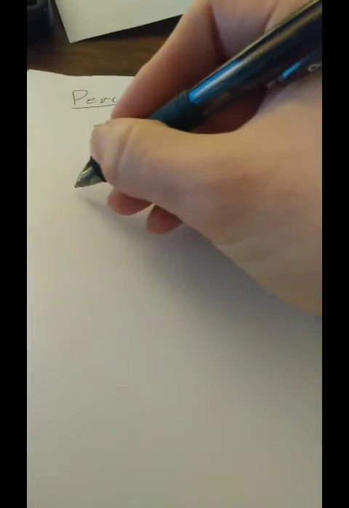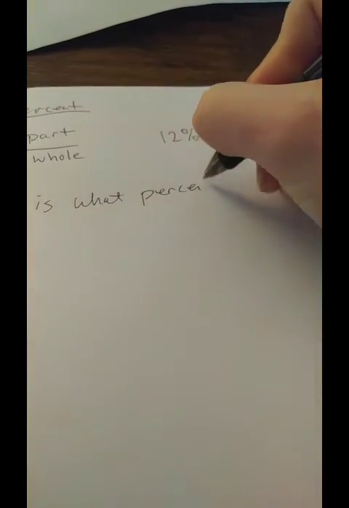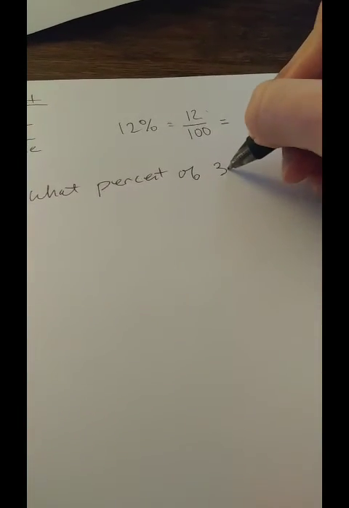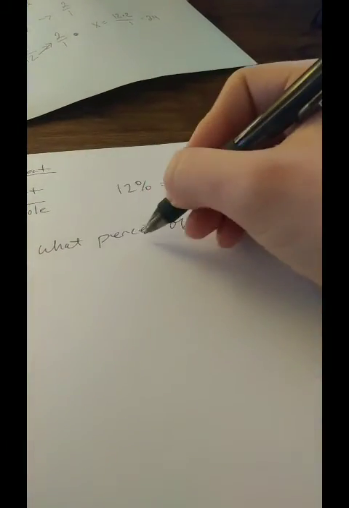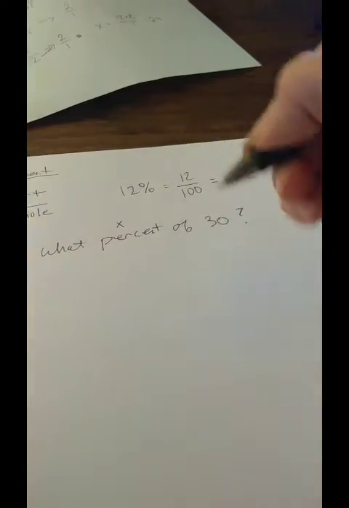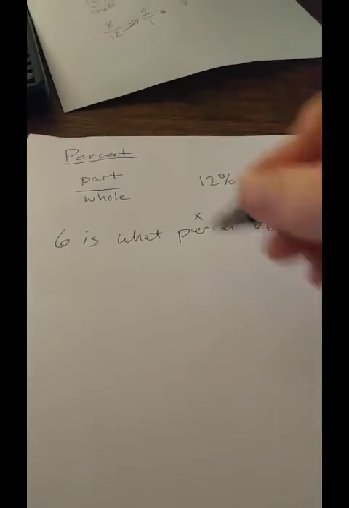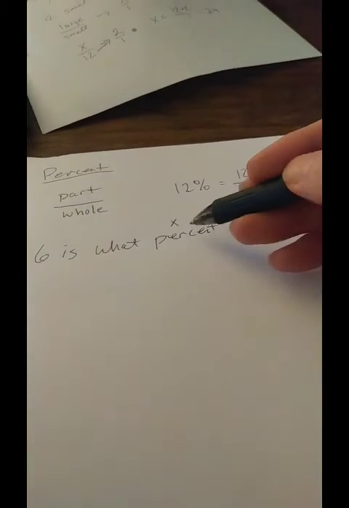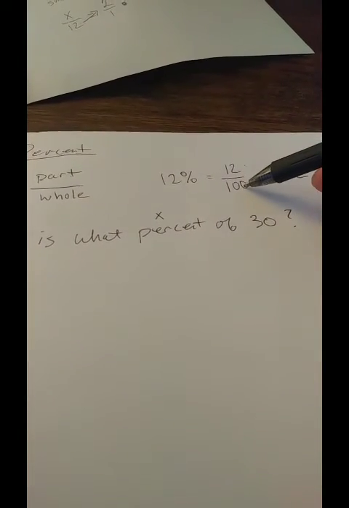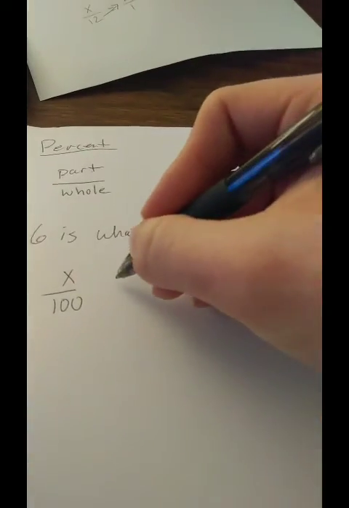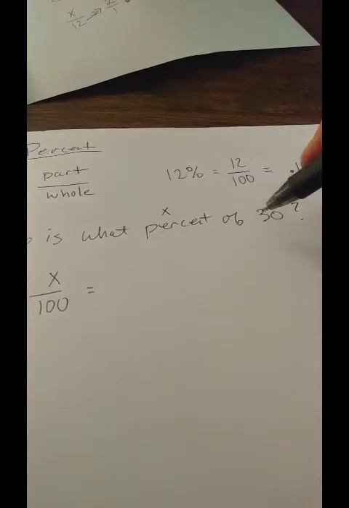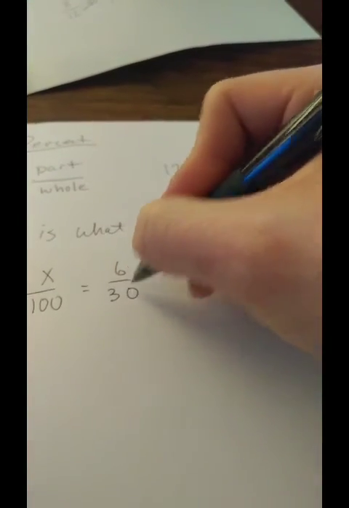So let's say a problem could be written out: 6 is what percent of 30? Okay. 6 is what percent? Now in this case it's the percent that's the unknown. That's going to be our x. Okay. And we're always setting up our proportion as part over whole. So if my unknown is the percent, then x percent would be x over 100. So I'm going to set it up like this. x over 100 equals the part out of the whole, 6 out of 30.